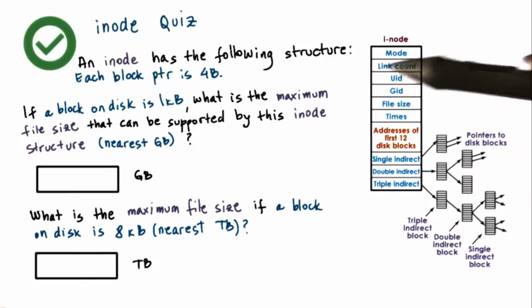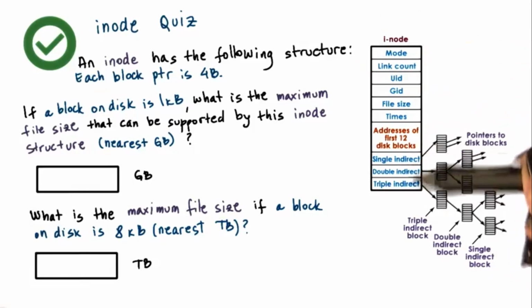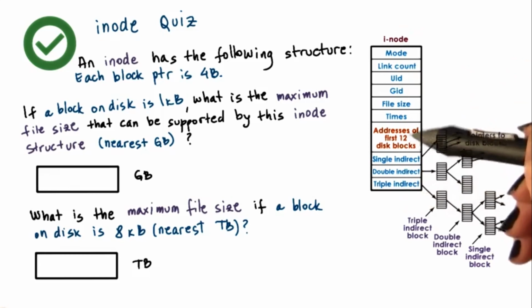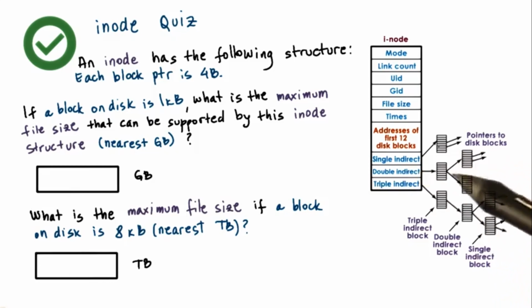To answer this question, we will need to add up the sizes that can be addressed with every single type of the different pointers that are included in the inode data structure. This includes the 12 direct disk block pointers, and then the 1 single indirect pointer, the 1 double indirect pointer, and the 1 triple indirect pointer.